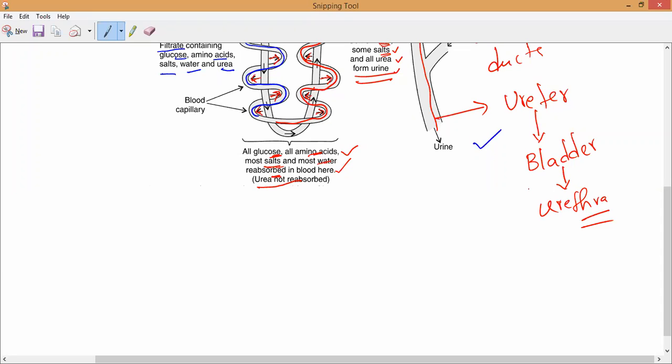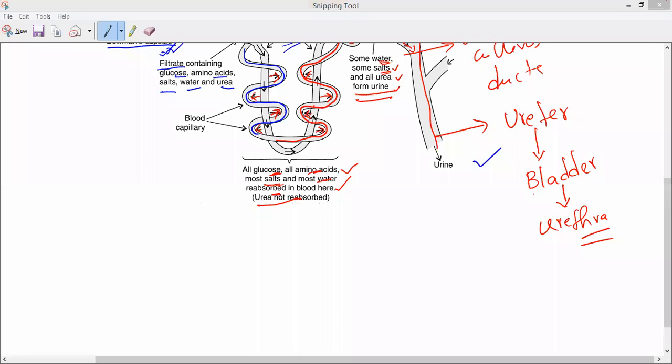Now, please all of you remember, the urine contains mostly urea, and it also contains some kind of acid called uric acid. What should we call it? Uric acid. Please kindly remember.